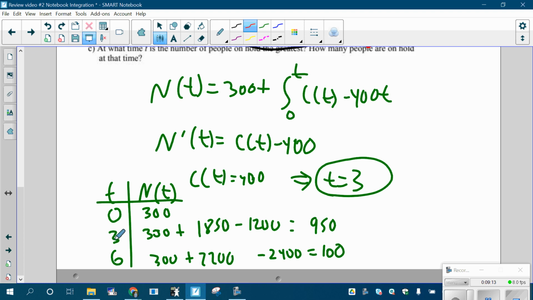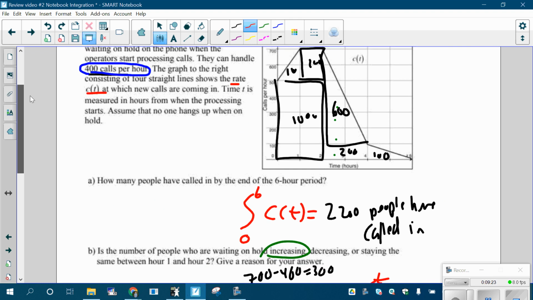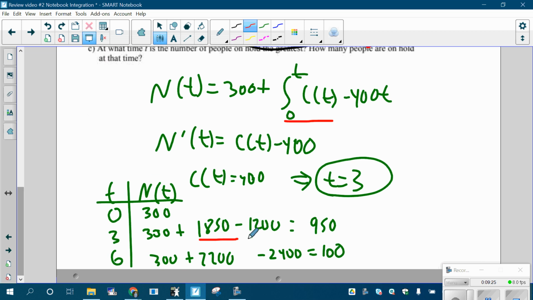For t equals 3, 1,850 additional people have called in. I figured that out by looking at the area under the curve from 0 to 3. Okay. But they've processed 1,200 people, so that leaves 950 total people on hold. At time 6, we had our 300 initial, 2,200 people called in, but they processed 2,400, which leaves us only with 100 people on hold. At what time is the number of people on hold greatest? That's at time 3.